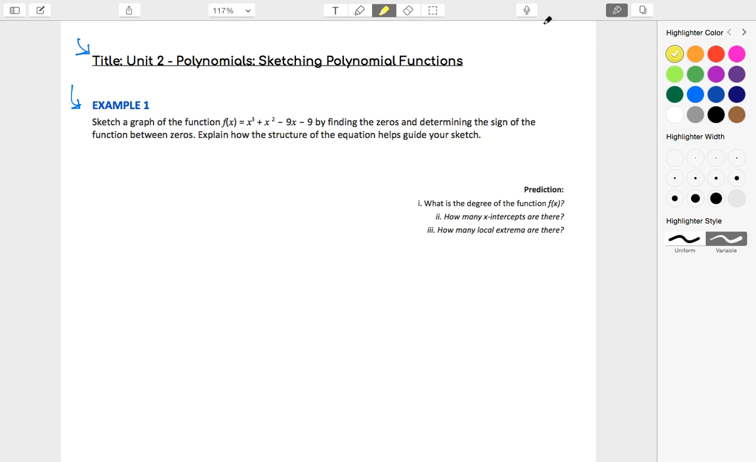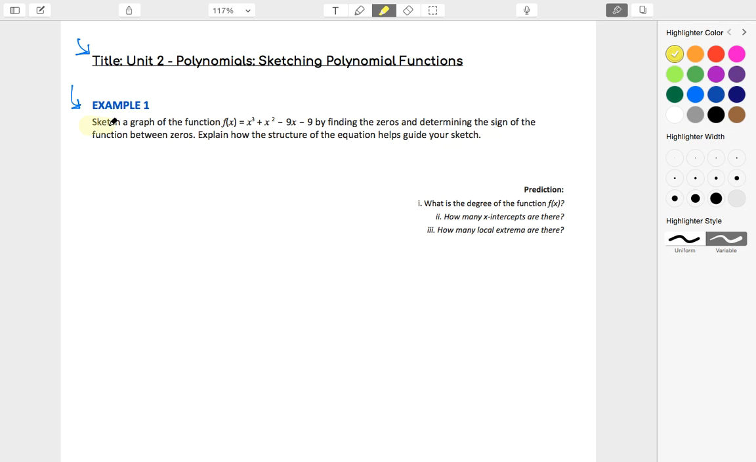First things first, always want to annotate anytime we see a question in math, so that way we are strategic and purposeful in our work and not doing extra things when we really don't need to. All right, so we're going to sketch a graph of the function f of x equals x cubed plus x squared minus 9x minus 9 by finding the zeros and determining the sign of the function between zeros. Explain how the structure of the equation helps guide your sketch.